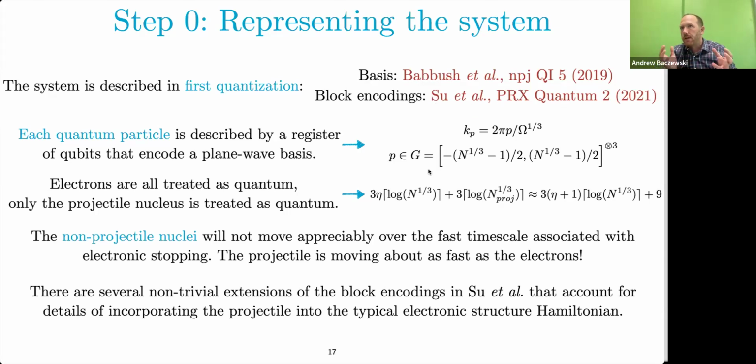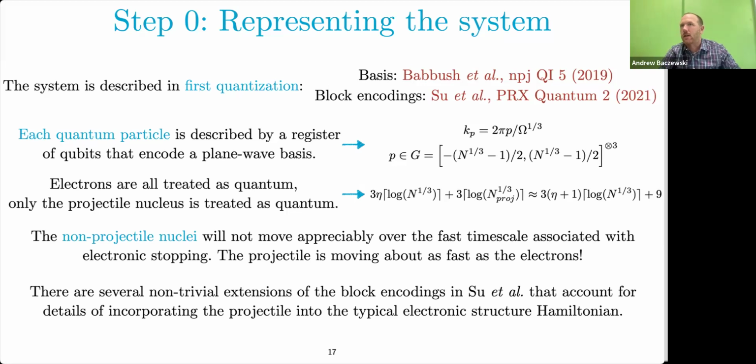But this is all to say that the representation of the system is basically just some big box of volume omega that has a bunch of plane waves in it, and we're going to use essentially a register with 3 times log n to the 1/3 qubits to encode the electronic state of each degree of freedom. Overall, the number of qubits we're going to need with eta electrons and 1 projectile, with a slightly different cutoff, let's say, for the projectile, is essentially going to scale linearly in the number of electrons and logarithmically in the number of plane waves.